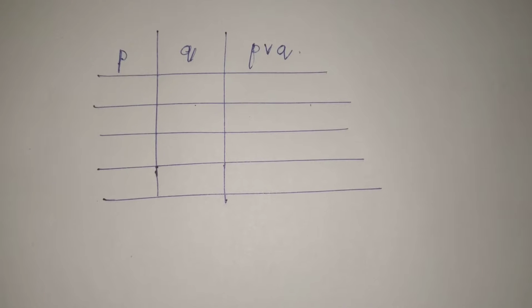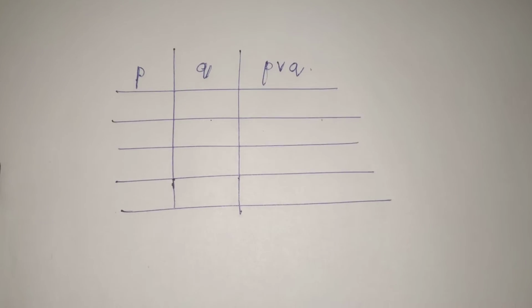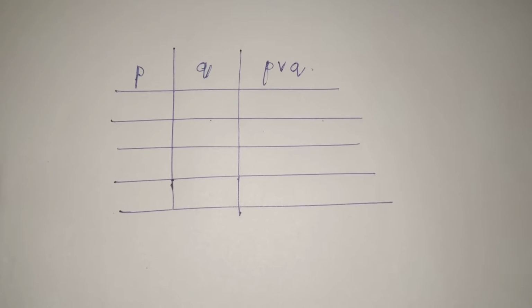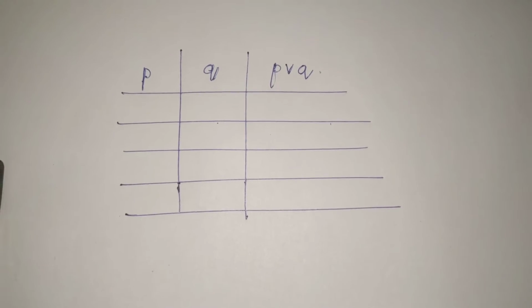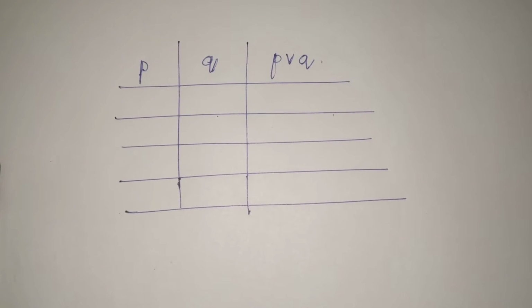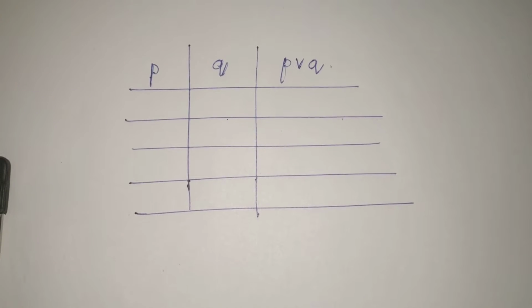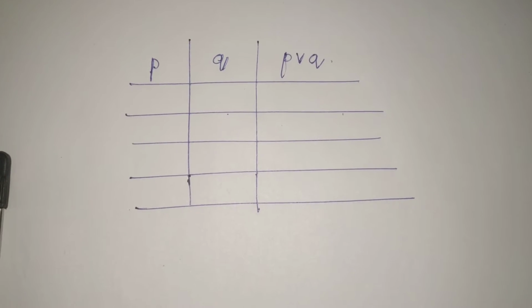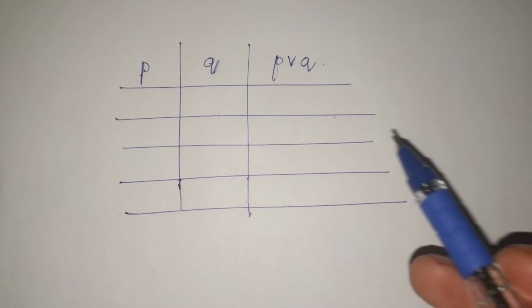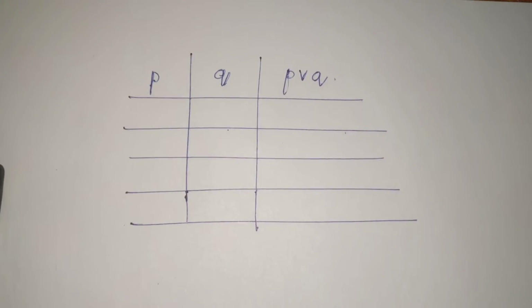Constructing truth tables is the most important part of this chapter. All the sums are more or less dependent on this. Now we will learn how to construct truth tables. So first I have taken P or Q. That is, I have taken the connective or. To construct the truth table, we need to first write proposition 1, proposition 2, and then the connective proposition.